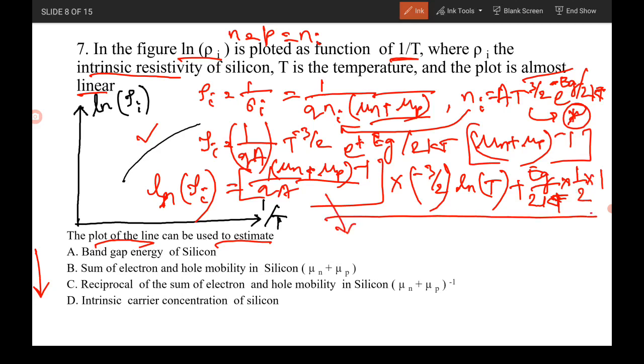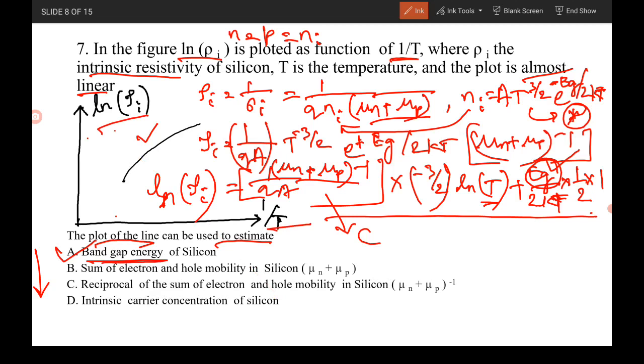So here this value is constant. So your plot will not determine the constant value. So what will the plot determine? It will determine the ln of temperature T and the quantity Eg, and all others are constant values. So here Eg is very important. So our graph will determine the band gap energy, which is option A. Okay, band gap energy will be determined by the linear graph between ln of rho I and 1 by T.